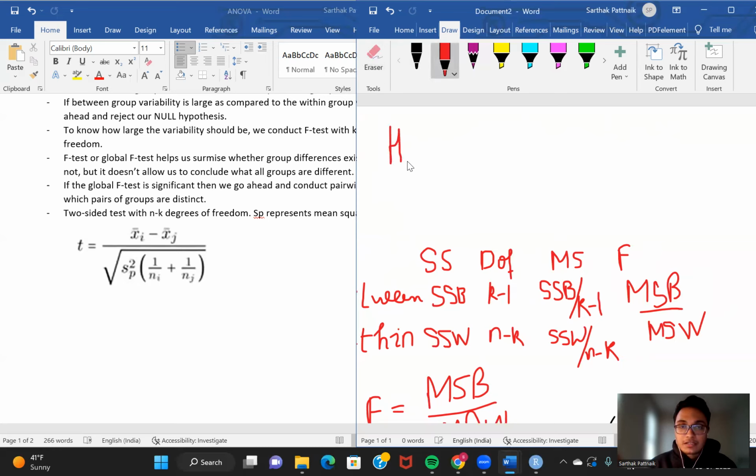For the pairwise t-test, my null hypothesis will be, for example, if I'm trying to find out whether group I is different from group J out of the k groups, that both the groups are not different, which means mu I is equal to mu J. And if this is my null hypothesis, my alternative hypothesis will be that these two groups are actually different.